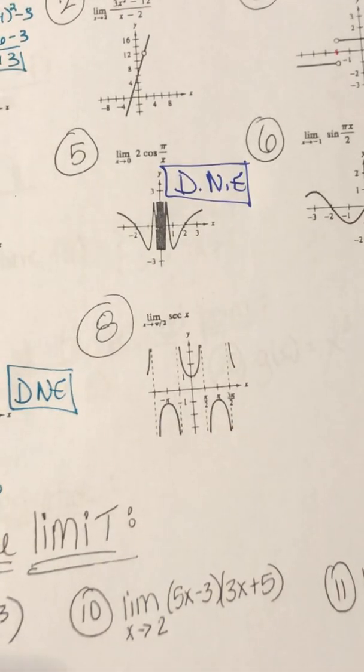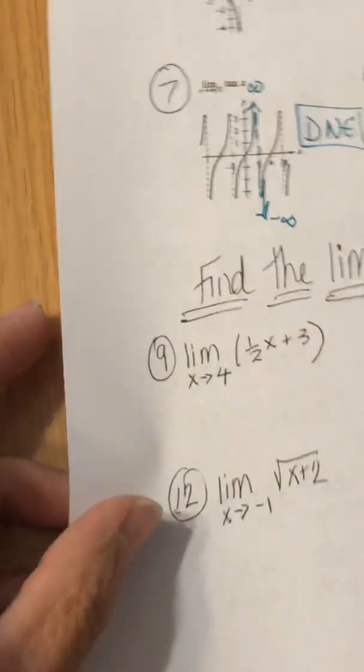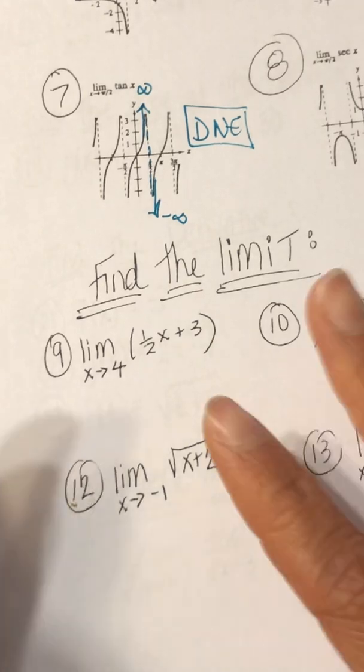Okay, number 8. Oh, that's even, sorry, I keep forgetting. Okay, find the limit. Pull the lever, crunk. That's what that made me think of.